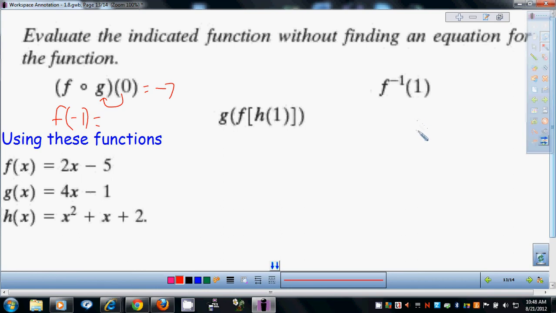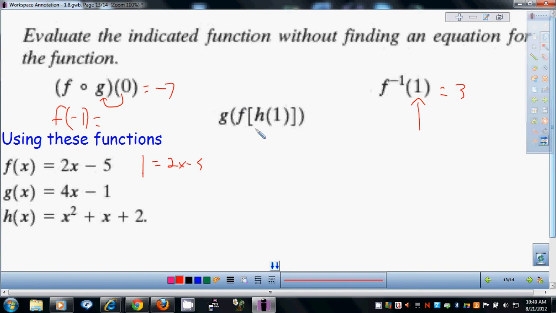Just like before, instead of plugging in 1 for my x value here, because it's an inverse, what do you think I'm going to do with it? Plug it in for my y, which essentially means solve for that. So I go to my f. Remember, this is the same as y equals 2x minus 5. Plug the 1 in for the y and solve. Add 5, divide by 2, and you get 3.